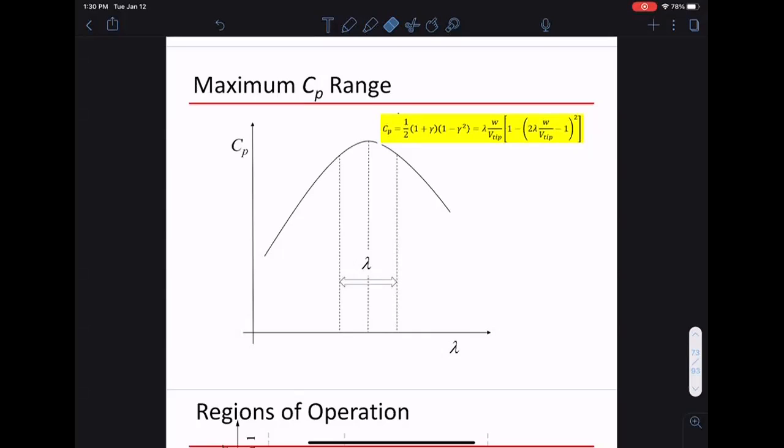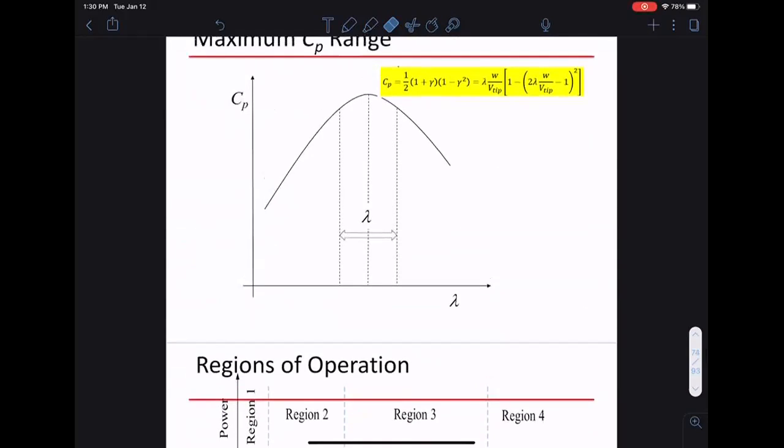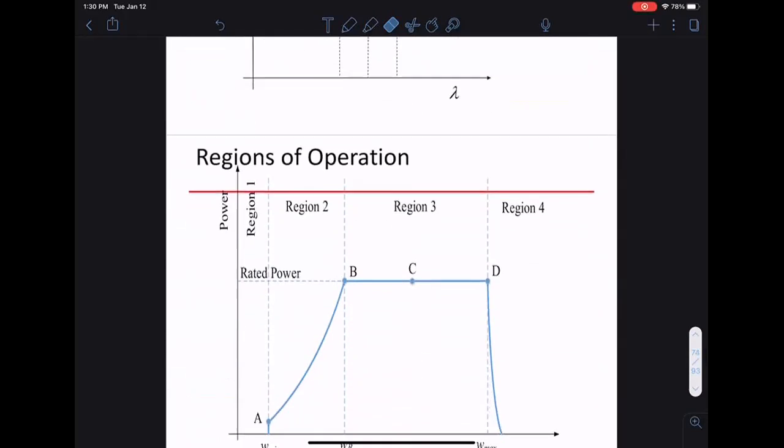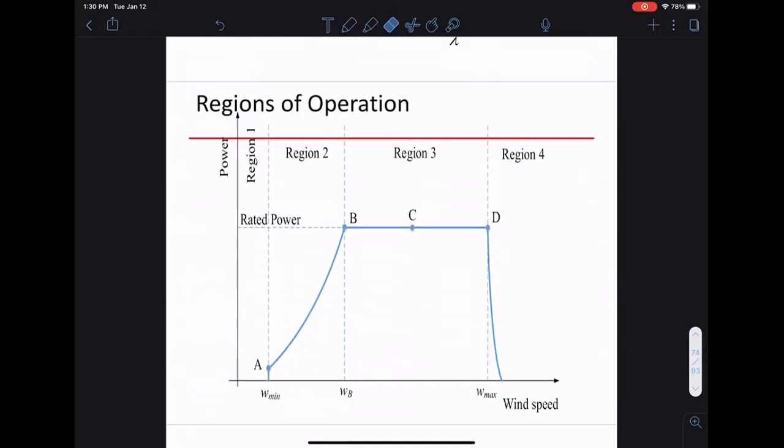All right, so let's get started again. Remember the coefficient of performance depends on tip speed ratio. And if you look at the region of operation of a wind turbine, we'll see there are several distinct regions. It turns out that if the wind speed is too low, you generate no power. You're off. So region 1 is your turbine is off. Region 2 is you ramp up steadily.